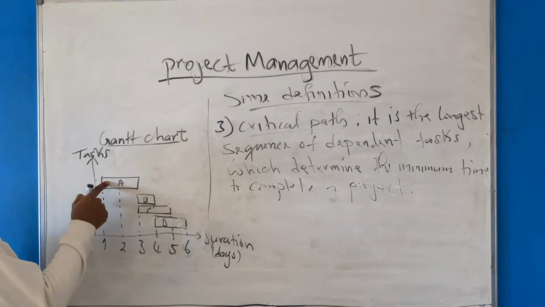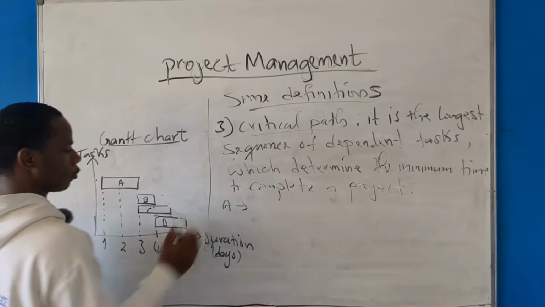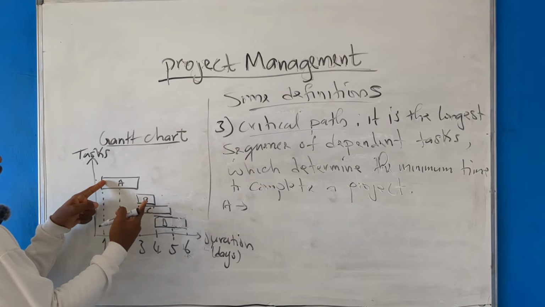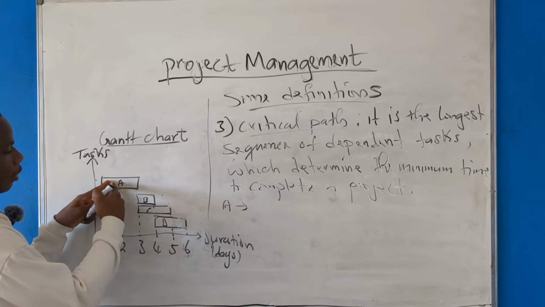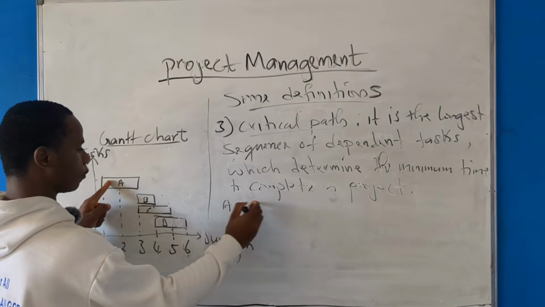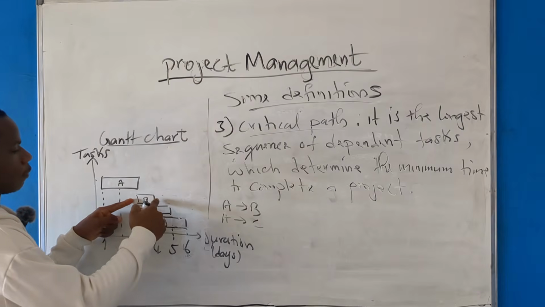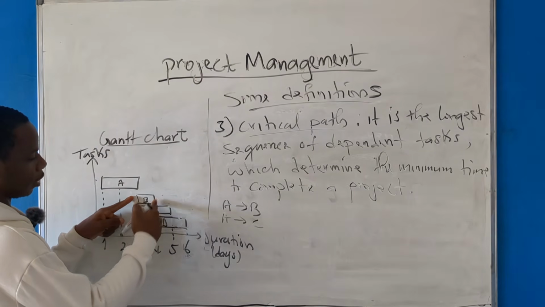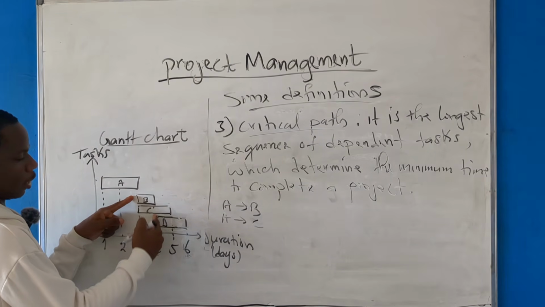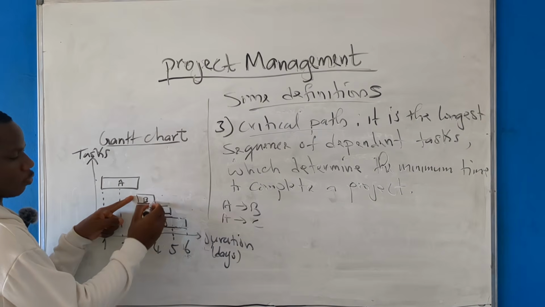From this diagram, let us analyze the different paths that exist here. Here we have A. This is the first step. After A, we realize that B depends on A and C depends on A. It simply means that either I move through the path A to B, or I move through the path A to C. After A to B, is there any other task depending on B? Yes, this task G depends on B. If you look very well, see this line. This is how you look at dependency.